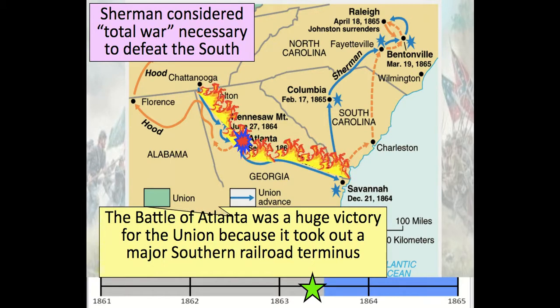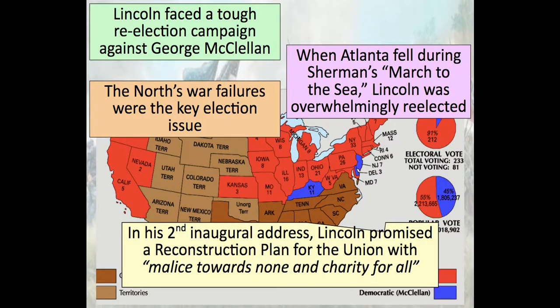So, pretty important battles along this route that Sherman's going to take. The Battle of Atlanta, very important for railroads. Again, they're destroying all the railroads along the way. In the midst of all of this, Lincoln has to run for re-election. So Lincoln runs against George McClellan, one of the former generals. A lot of focus on the North's war failures, the fact that this war is still ongoing. Hearing that Atlanta fell during Sherman's march to the sea helps Lincoln get reelected.